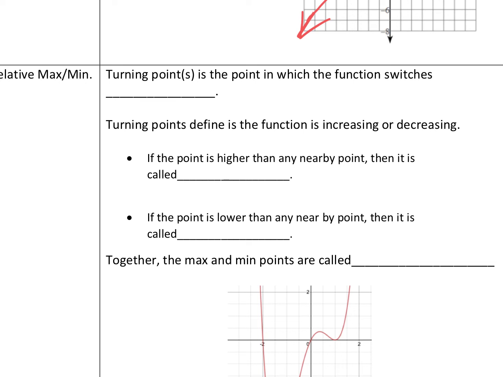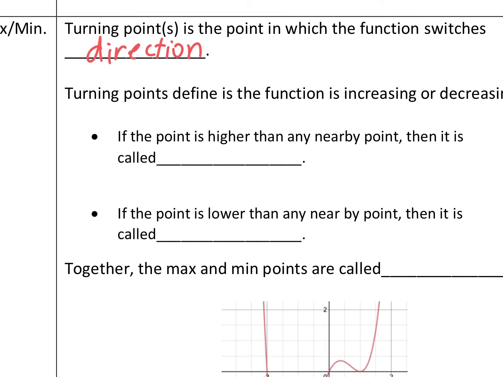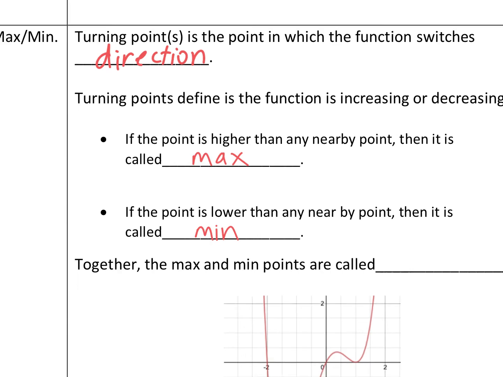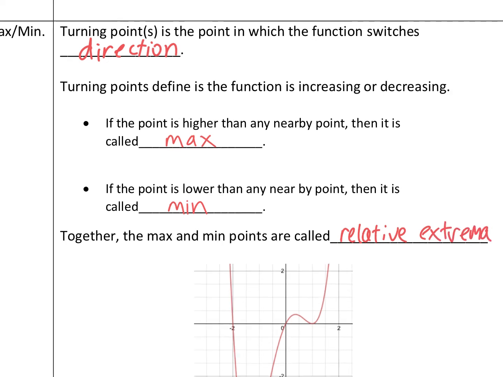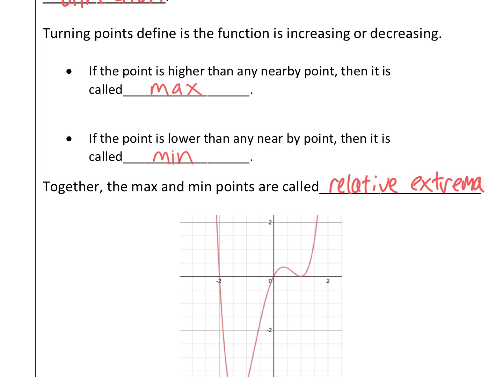What happens at a turning point? I change direction. I love it. Yep. I change direction. So if I'm not changing direction, it's not a turning point. It can't be a max or a min, okay? So if it is the highest point around, that's going to be a max or min? Max. If it's the lowest point around, a min. Okay, together we call these relative extrema. Okay, that's just another vocab word. Not overly important. Don't stress out about the vocab. Okay, you just need to know how to spot a max, how to spot a min.